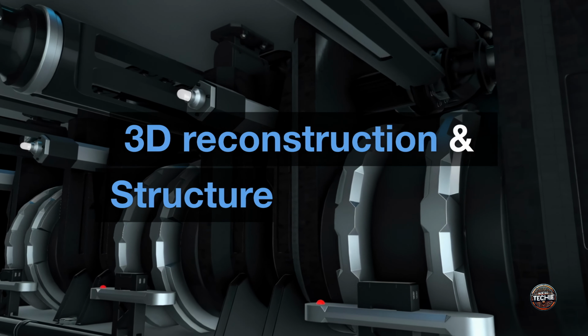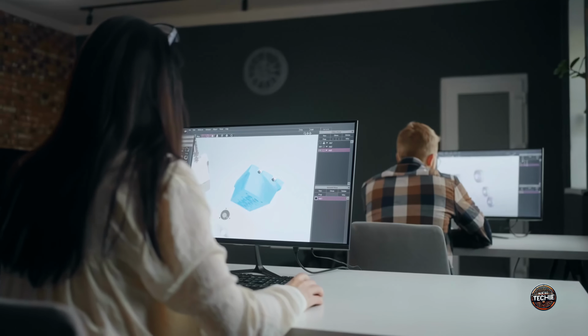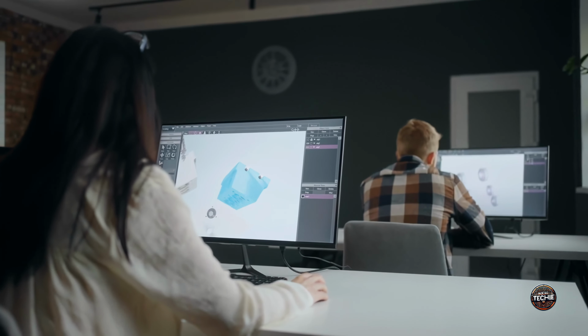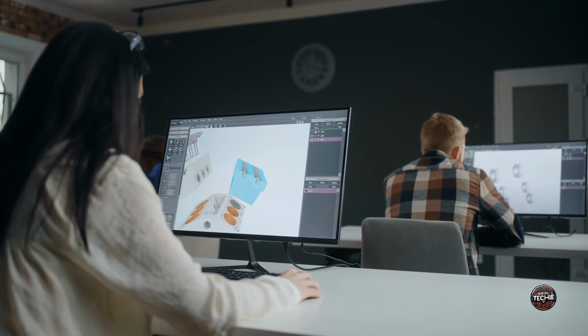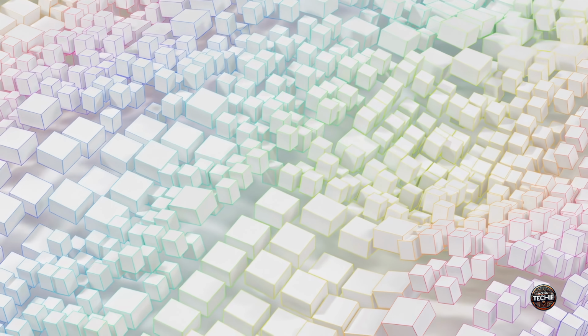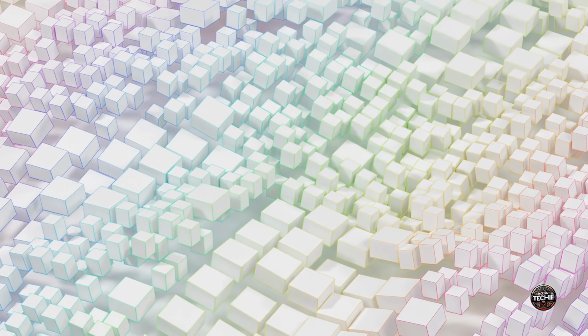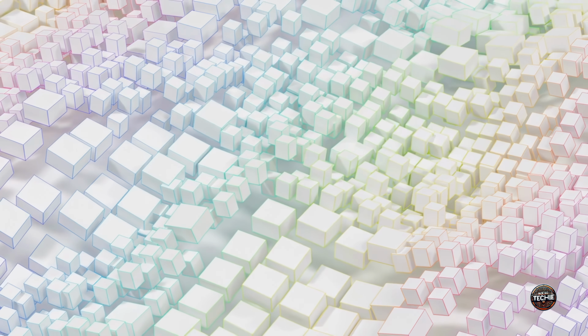3D reconstruction and structure from motion. 3D reconstruction involves the creation of three-dimensional models from a set of two-dimensional images or data points. Using advanced algorithms, this technology seamlessly merges the images or data points, resulting in a meticulous 3D depiction of the object or scene under examination.